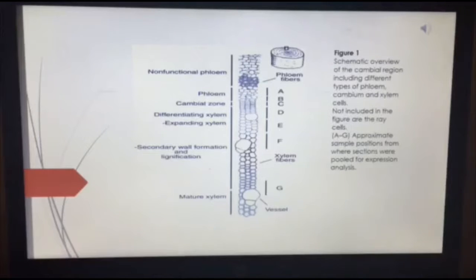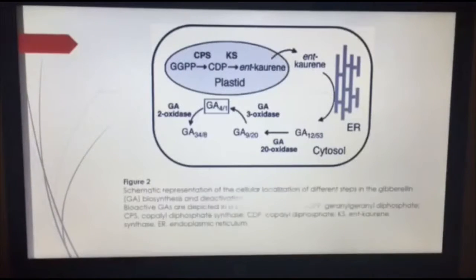In recent years, our understanding of GA biosynthesis and signaling has increased substantially through the identification of many genes involved in this process. The biosynthesis of GA can be divided into three stages. The first is the formation of ent-kaurene. The second is the conversion of ent-kaurene to GA12, and the last is the formation and deactivation of bioactive GA.